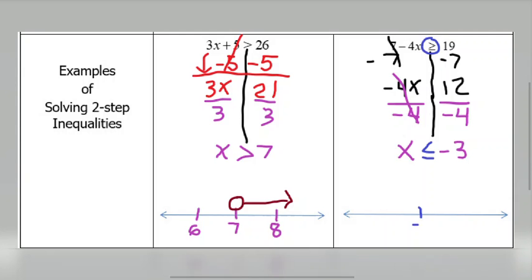So now I can put that on my number line. So I can put some numbers down here. I put my circle on -3. It's less than or equal to. So since it's equal to, we fill it in. And less than means we point the arrow to the numbers that are less than that. So this is my graph number line for my final answer.